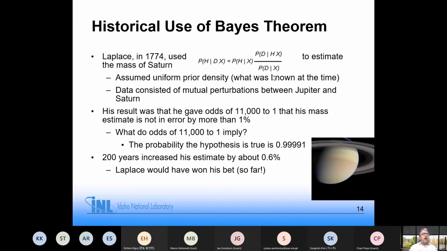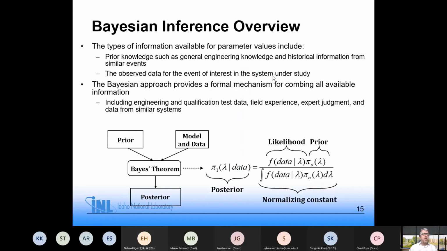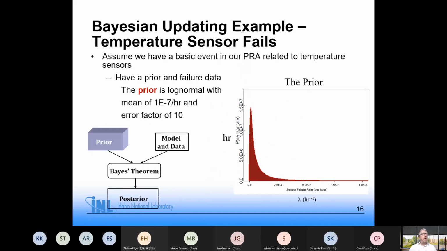But we're beyond that now, so we have a much easier time. So let's go into another example here. I'm going to look at a parameter, temperature sensor fails. So let's assume I have a PRA, someplace in that PRA I have a temperature sensor, and if it fails, that's bad for some reason.